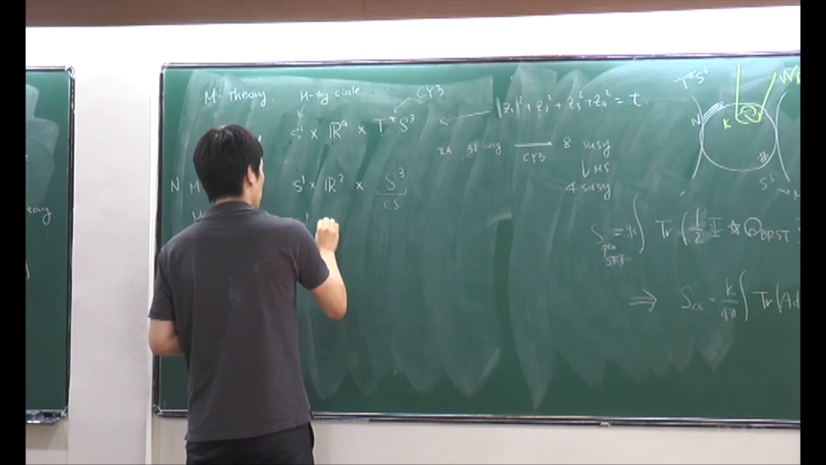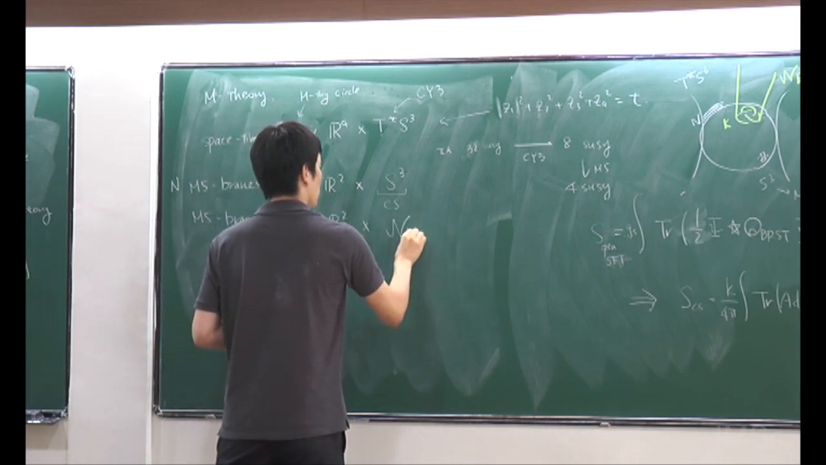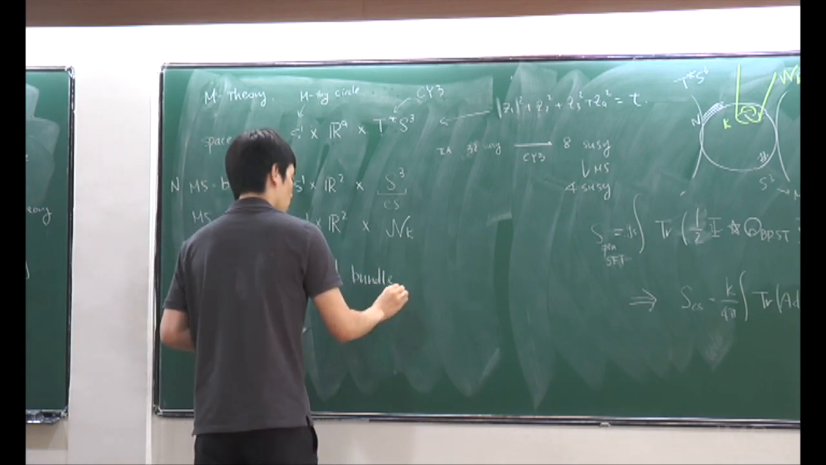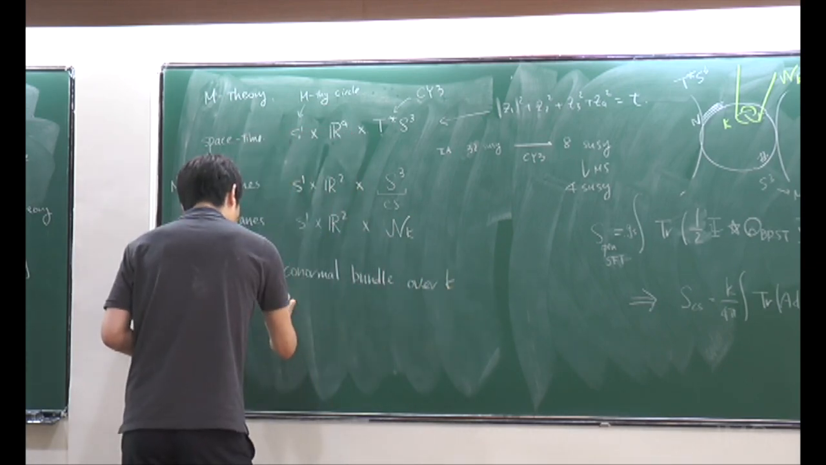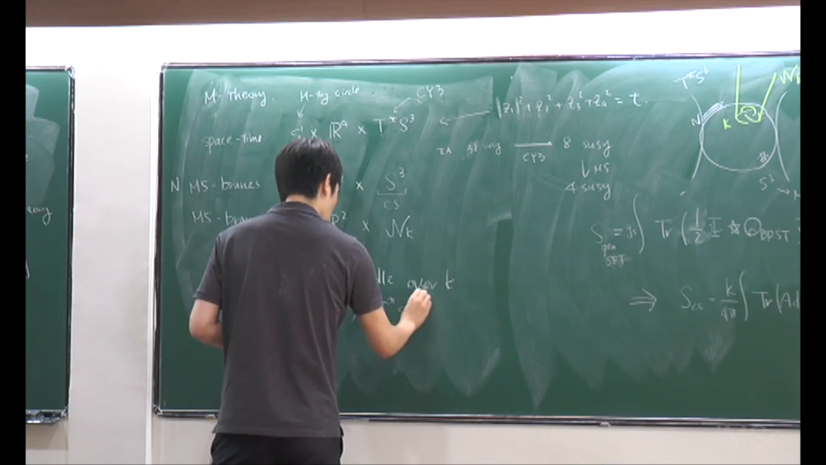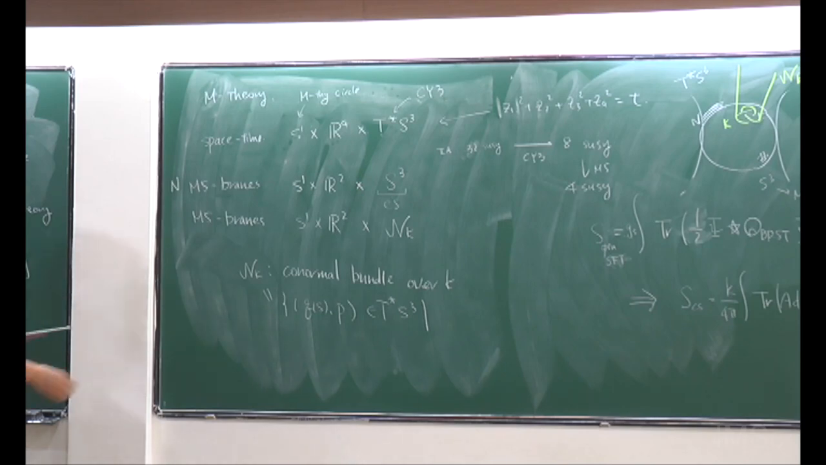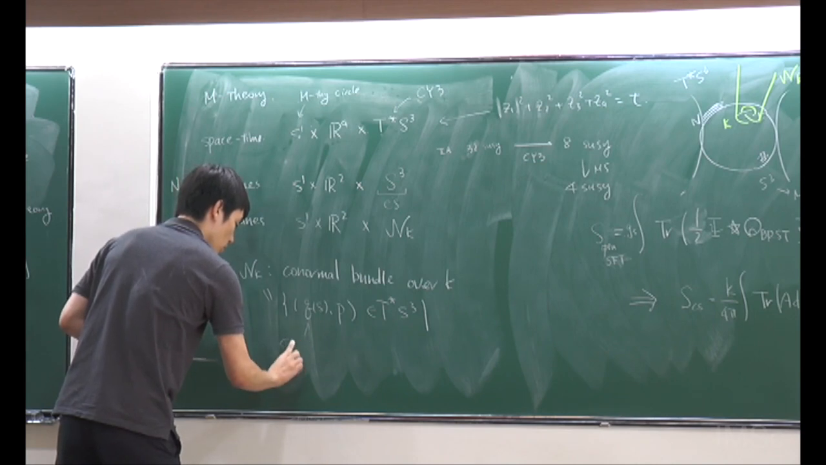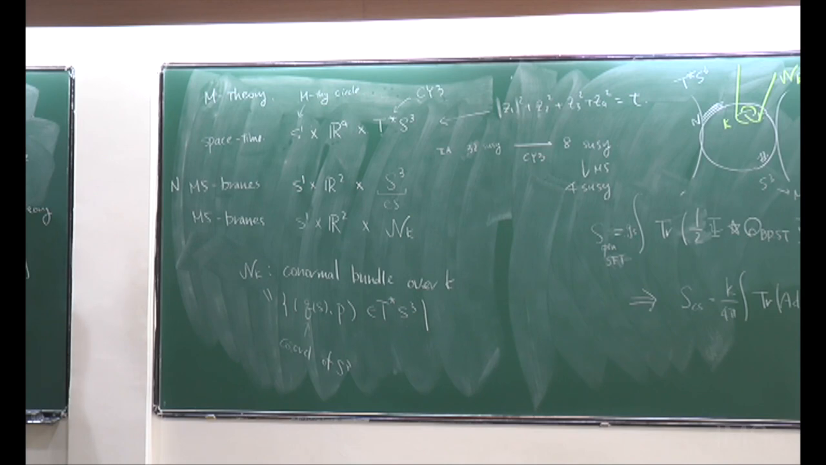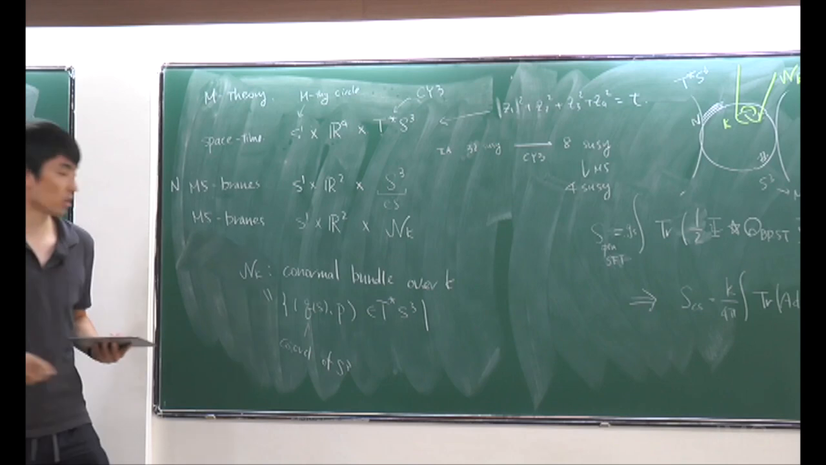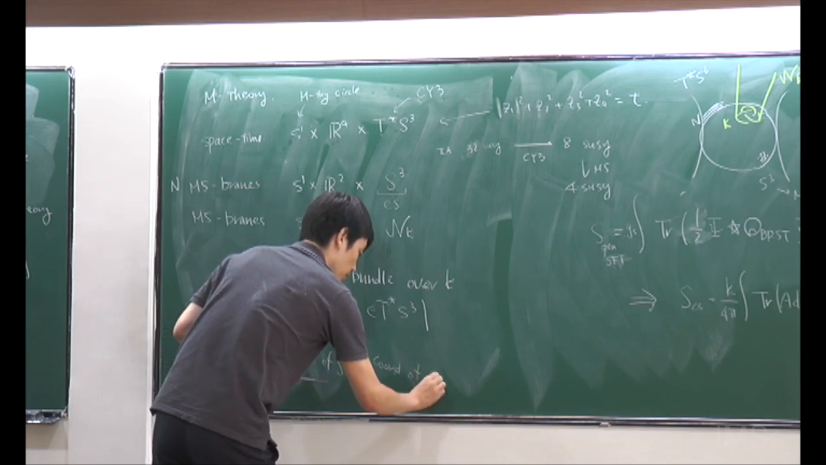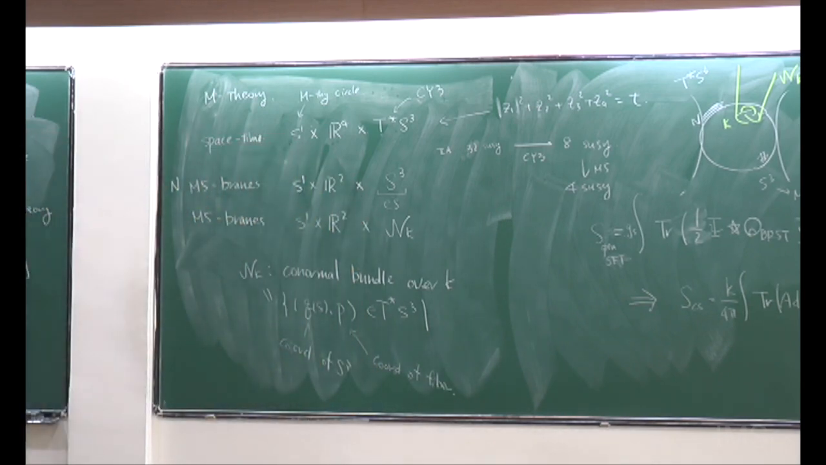If you want to include a knot, N K is called the conormal bundle over K, defined as follows: q of s and p inside T star S3. Q and p are the standard coordinates, where q is a coordinate in the S3 direction and p is the coordinate in the cotangent fiber direction. That's natural, it's just classical mechanics.